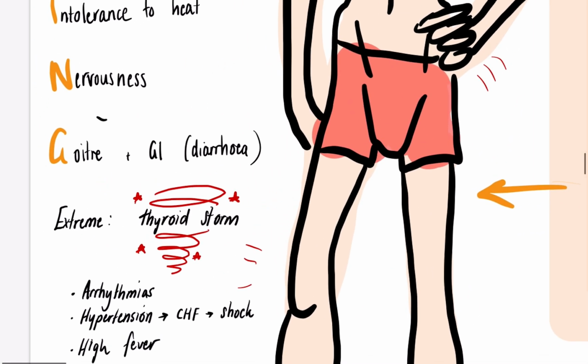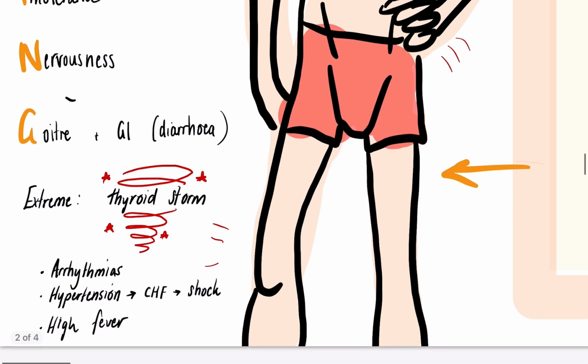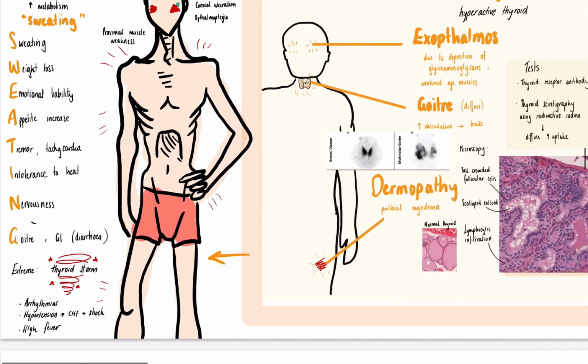In extreme cases of unmanaged hyperthyroidism, this can lead to what's called a thyroid storm, where basically your tachycardia turns into arrhythmias, your hypertension turns into congestive heart failure and can lead to shock, and your intolerance to heat can turn into a high fever.